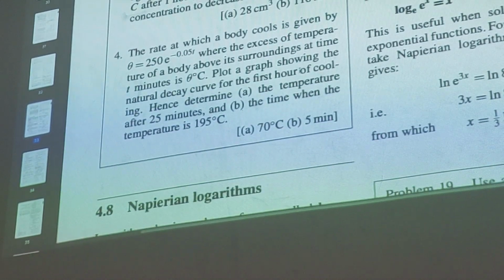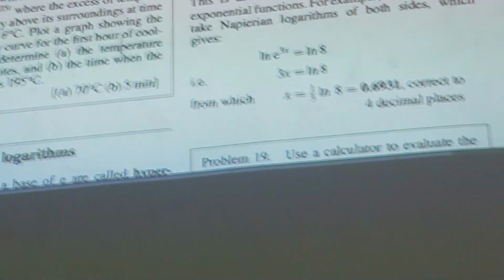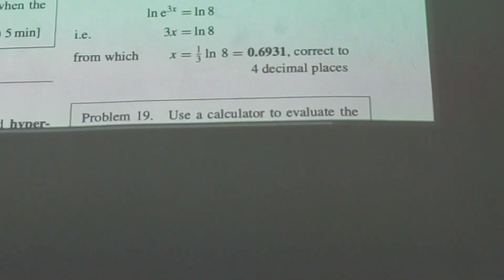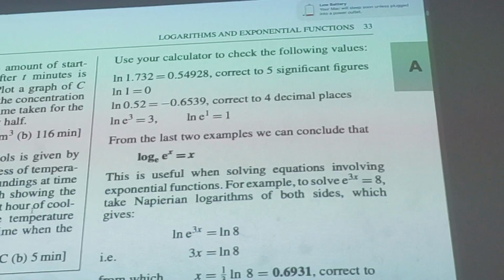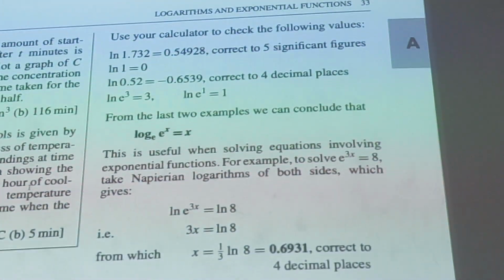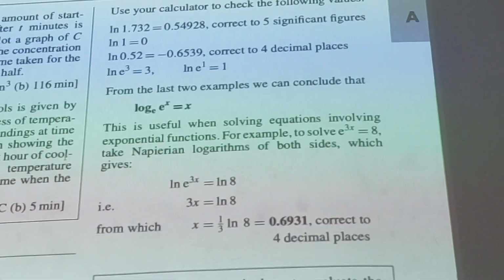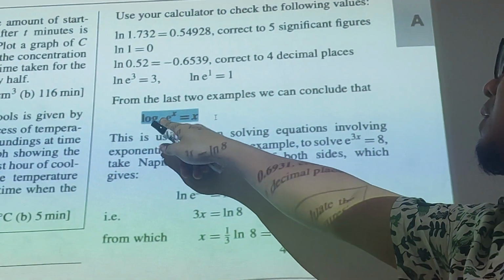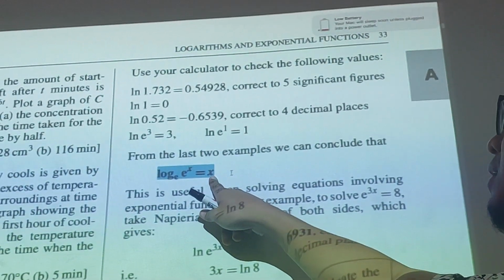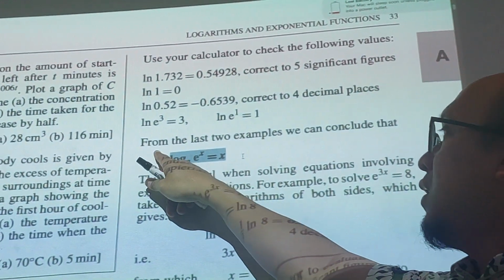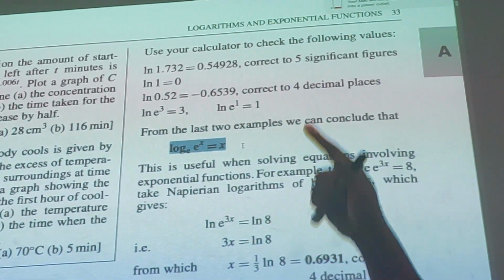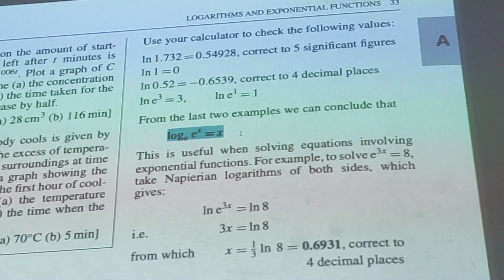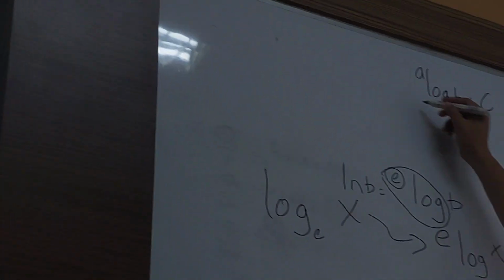And then for ln e to the power x is equal to x, because ln, this is the basic value, e powered by, I don't know, will result in e to the x. Remember this one, yeah.